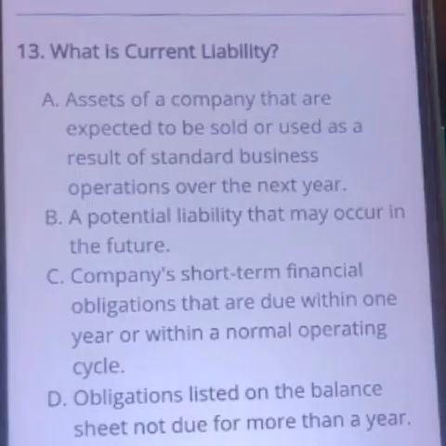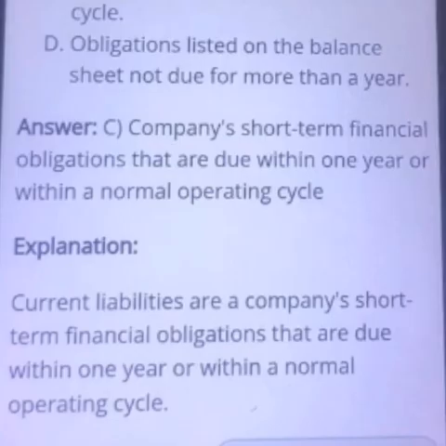Question number 13. What is current liability? A. Assets of a company that are expected to be sold or used as a result of standard business operations over the next year. B. A potential liability that may occur in the future. C. Companies' short-term financial obligations that are due within 1 year or within a normal operating cycle. D. Obligations listed on the balance sheet not due for more than a year. The true answer is C. Companies' short-term financial obligations that are due within 1 year or within a normal operating cycle.